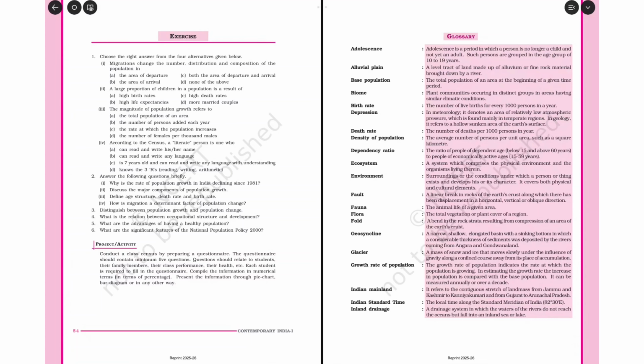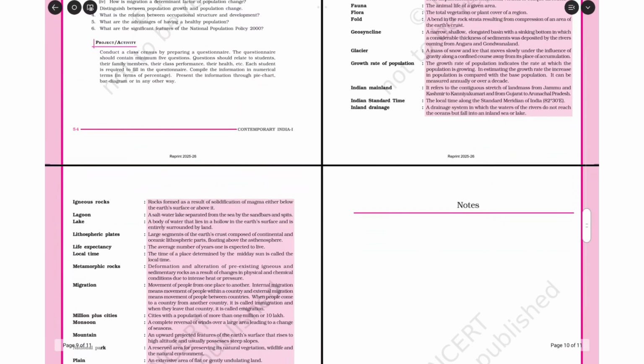Dependency ratio: the ratio of people of dependent age, below 15 and above 60 years, to people of economically active ages, 15 to 59 years. Life expectancy: the average number of years one is expected to live. Sex ratio: the number of females per 1,000 males. Migration: movement of people from one place to another. Internal migration means movement of people within a country, and external migration means movement of people between countries. When people come to a country from another country, it is called immigration, and when they leave that country, it is called emigration. Million-plus cities: cities with a population of more than 1 million or 10 lakh.